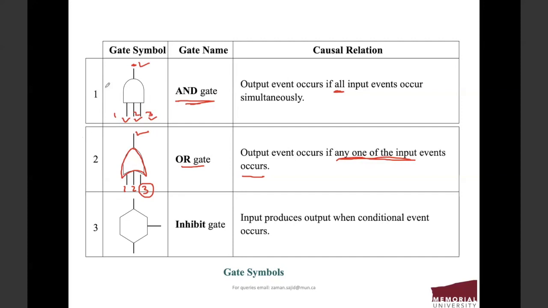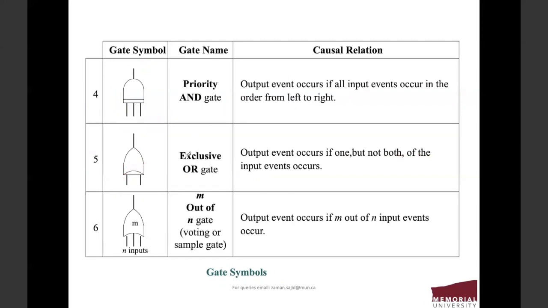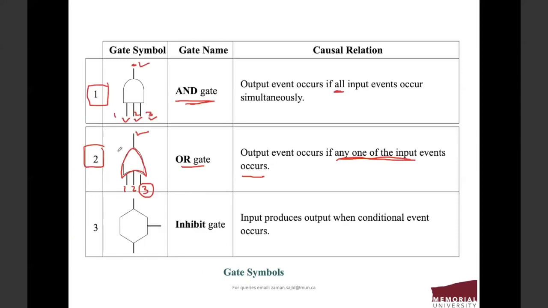So these are the two gates that you will be using mostly. Any other gate symbols that you will see next, I just include them to show you what you come across when you do research. These include the inhibit gate, priority gate, exclusive gate, and M out of N gate. But we are not using them in this course. If you are PhD research students or masters students, you might use them. But for now, the only two gates that we are using in this course are the AND gate and the OR gate.